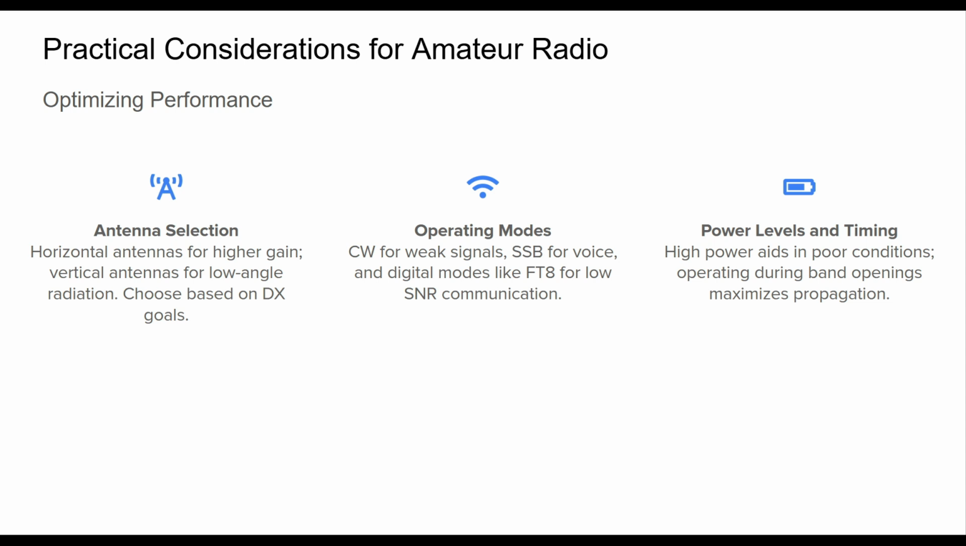Horizontal options like Yagi antennas provide directional gain, while vertical antennas are better for low-angle radiation, ideal for long distance. Selecting appropriate operating modes, CW for weak signals, single sideband for voice communications, or digital modes like FT8, ensures flexibility in varying conditions. Higher power output improves signal strength, particularly during poor propagation conditions. Timing operations with known band openings further optimizes communication success.